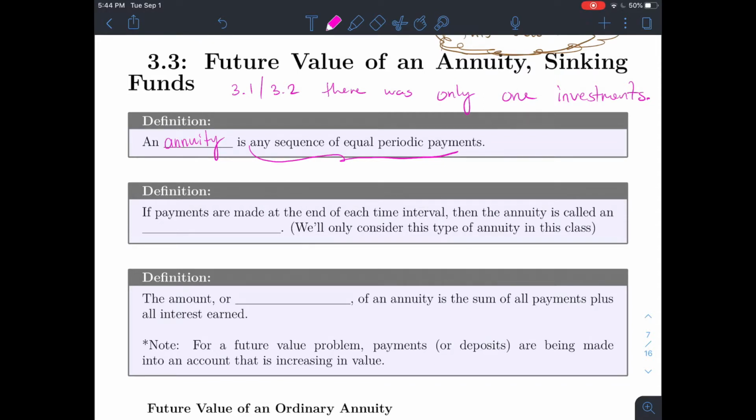If payments are made at the end of each time interval, then the annuity is called an ordinary annuity. And we'll only be considering these types of annuities for this class.